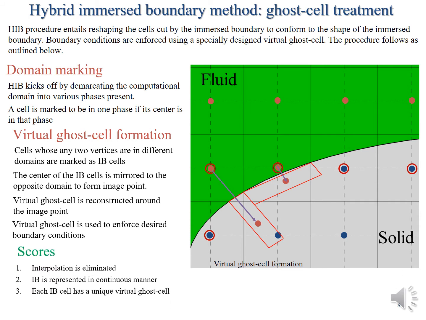The gain is that we have avoided interpolation, because the center of the virtual ghost cell corresponds to the center of the immersed boundary cell. So we have eliminated interpolation because we already know the values of the conservative properties at the immersed boundary cell. Secondly, the boundary is represented in a continuous fashion because every boundary cell has a corresponding virtual ghost cell. In that way, we have eliminated the discontinuity that was happening in the ghost cell method.